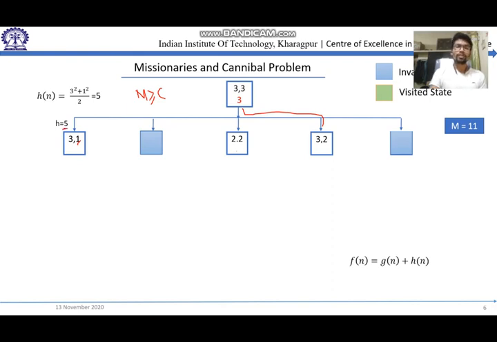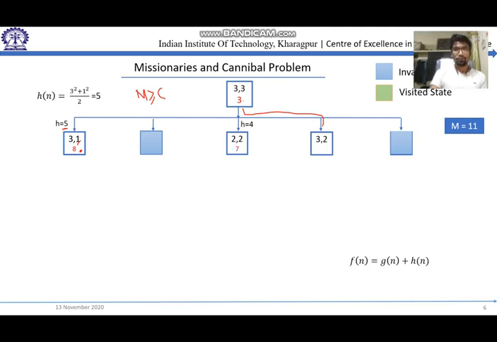Now the possible states are the 3 1, 2 2 and 3 2. We'll further expand these particular nodes. Now we need to find out the heuristic values at this particular function. So I will calculate. The heuristic function is given as something like this. It is the state at the particular node, the second state, raised to the power 2, plus the state on the right side is 1, so 1 raised to the power 2, divided by 2, is equal to 5.